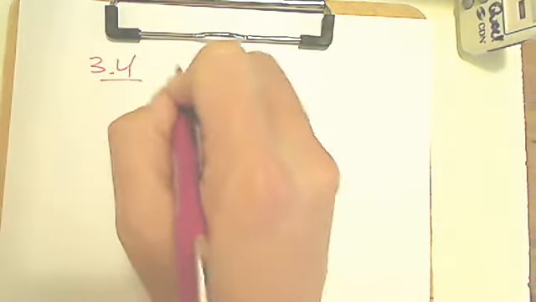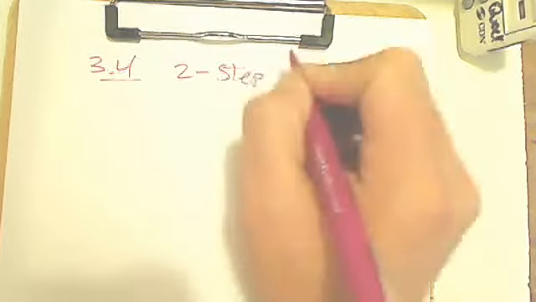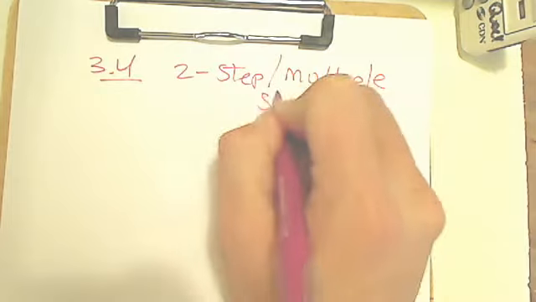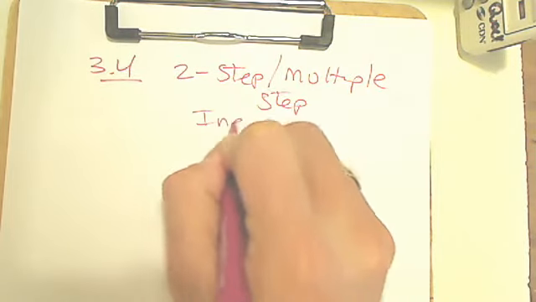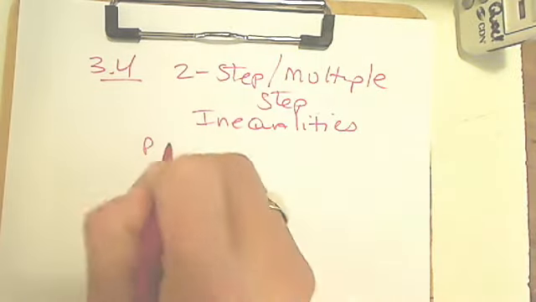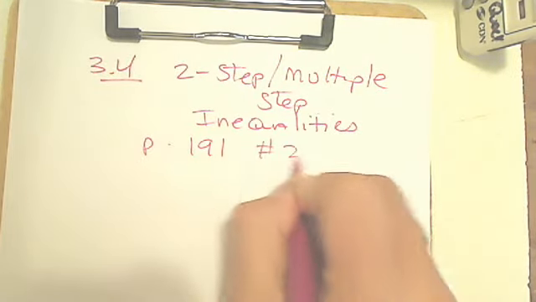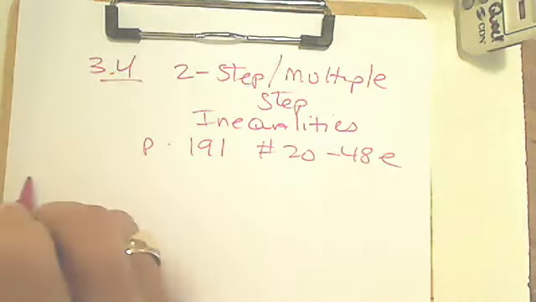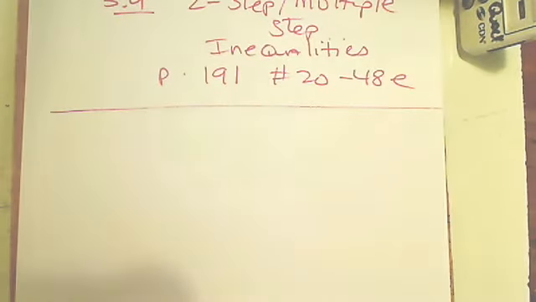Good morning. 3.4 is the next topic. You have a quiz on Monday: two-step, multi-step inequalities. Homework is page 191, numbers 20-48 even. I think that's like 14 problems. Okay, let's get that done here.